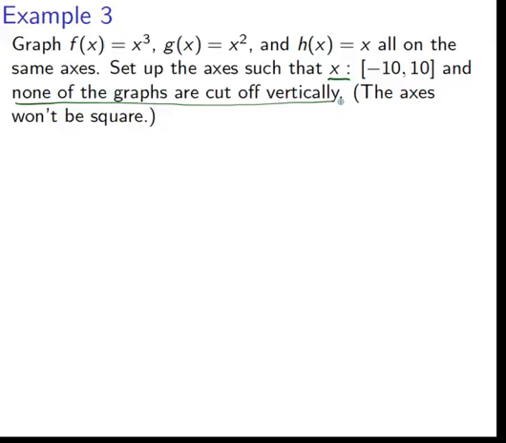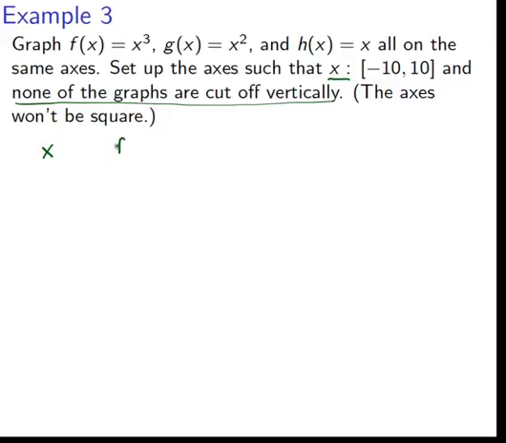So that means we can't lose any vertical information. To help us understand what's going on here, let's make a table. Now we know what x cubed looks like, what x squared looks like, and what x looks like in general, so we can use that information to help us out. Let's see what the extreme values are and what the middle values are.